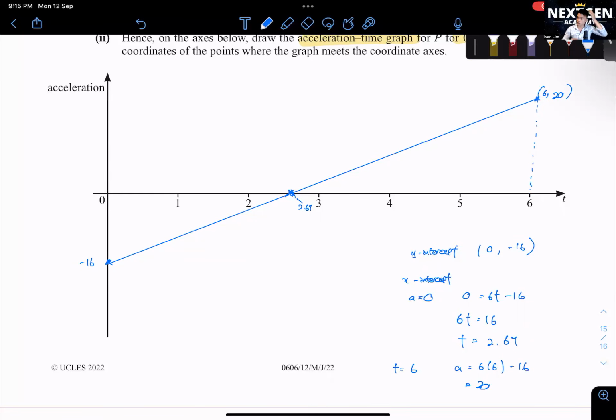All right, so I want all of you to just count your marks and put it into the master tracker. I want to see all your marks right now. So this is it. I'll stop the recording first, then we can do some discussion. That's all for the 0606 12 May June 2022 paper.